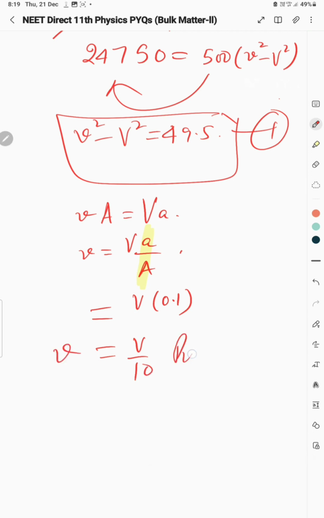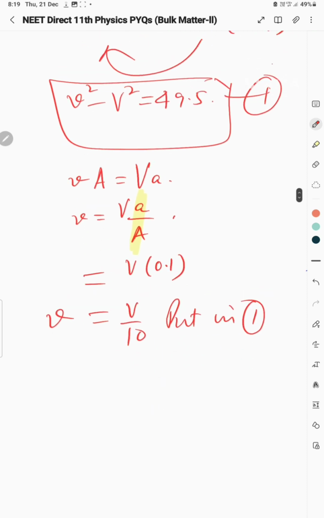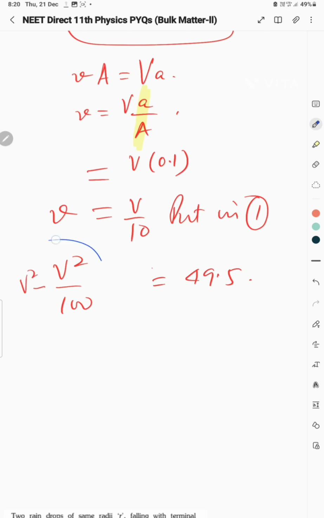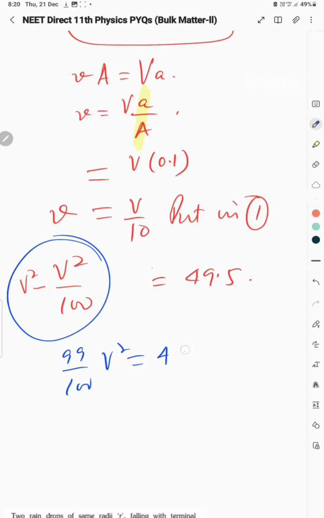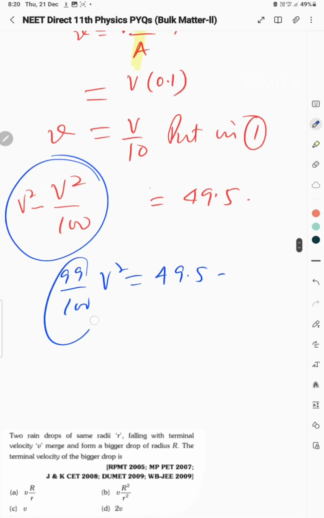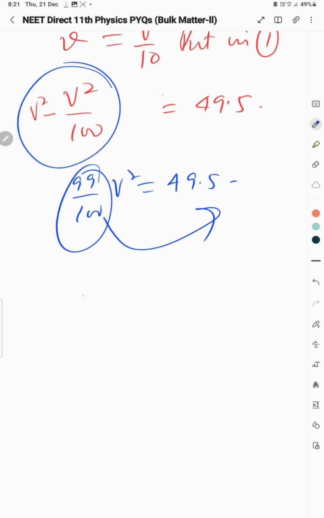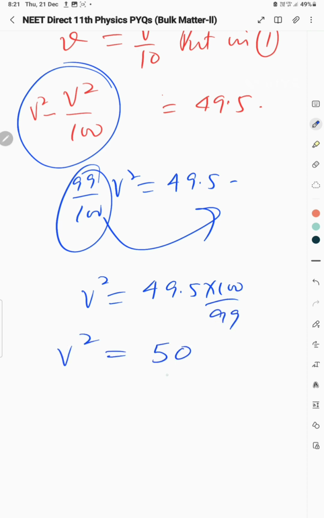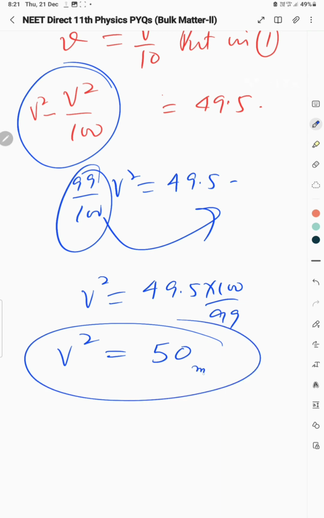Alright, you put in 1. So instead of v square, you have capital V square by 100 minus this as 49.5. Right, you simplified first. So on simplification, you get it as 99 by 100 V square is 49.5. You shift this thing on this side, and therefore V square becomes 49.5 into 200 by 99. You simplify it further, it becomes 50. So 50 meter per second whole square should be the answer.